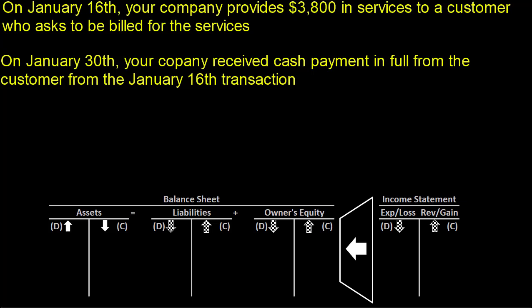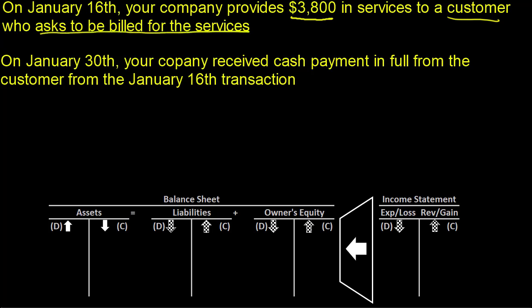So this is a series of journal entries to see if you know how entries come into and out of accounts. On January 16th, your company provides 3,800 in services to a customer. So this is your company providing services to a customer, and the customer asks to be billed for the services.